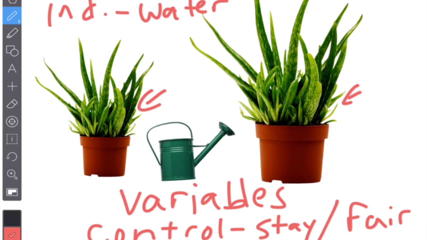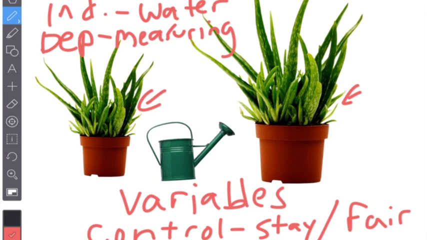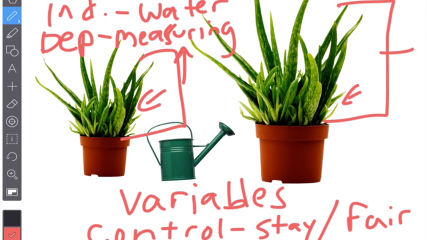And finally, the dependent, I'll just put DEP for dependent, is the one that is dependent on the water, the one that we are measuring or testing. So the one that we're measuring is the height. So how tall a plant is. The height is the dependent variable. So that's what we're measuring. We're measuring how tall it gets. We're measuring how tall this one gets. And that will help us determine if our hypothesis was correct or not.